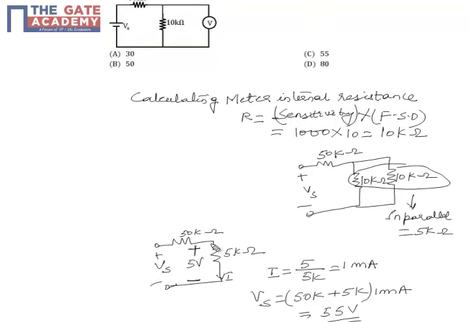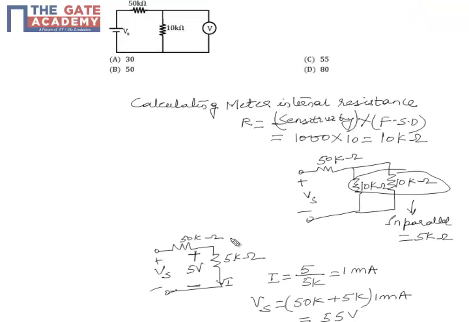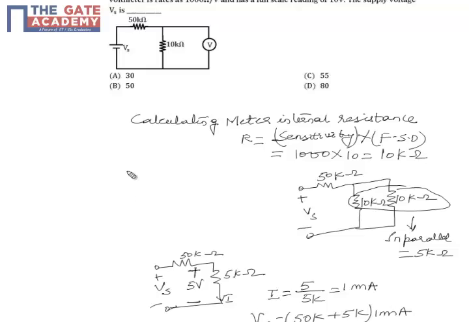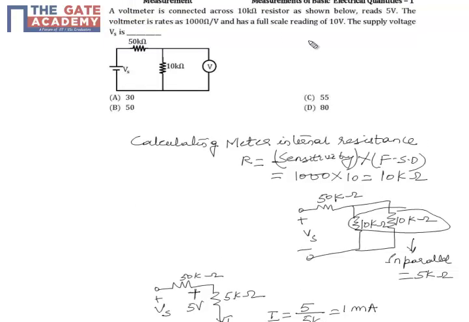As we know the voltmeter reads 5 volts, I represent 5 volts across this 5 kilo ohm resistance. Whenever we know voltage and resistance, we can calculate current: I equals 5 by 5 kilo ohm, which is nothing but 1 milliampere. As the 5 kilo ohm resistor is in series with the 50 kilo ohm, the same current flows through the 50 kilo ohm as well. So now I can find the voltage drop across both of them: 5 kilo ohm plus 50 kilo ohm, which is 55 kilo ohm, which is the total resistance, multiplied by the current, giving 55 volts. And 55 volts is nothing but my source voltage, which is Vs. So here the correct option is C.